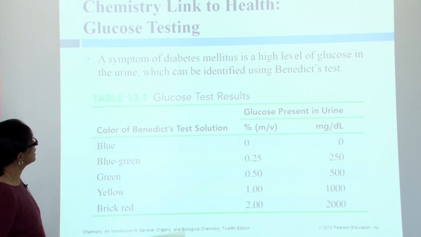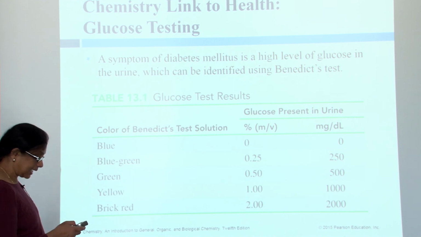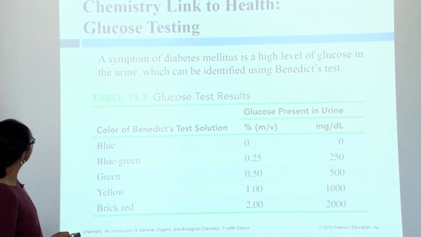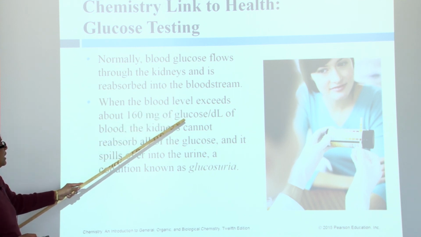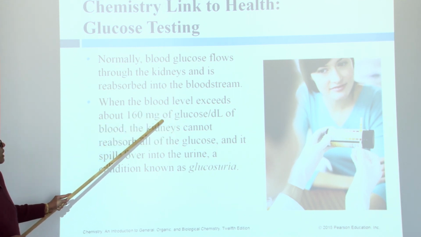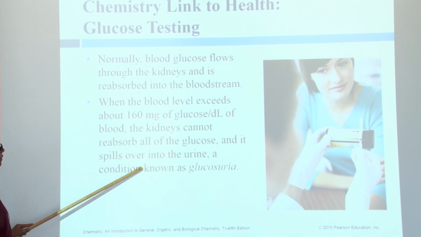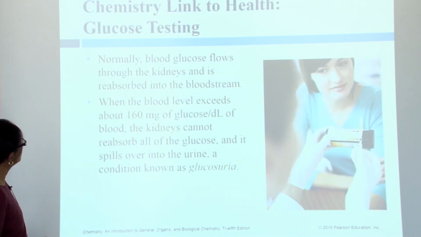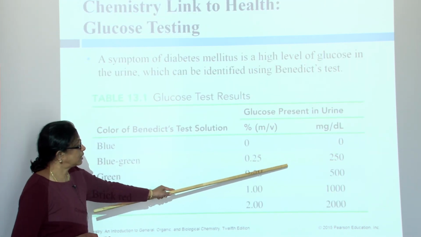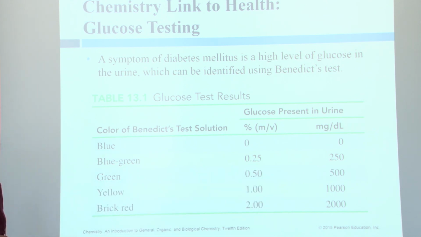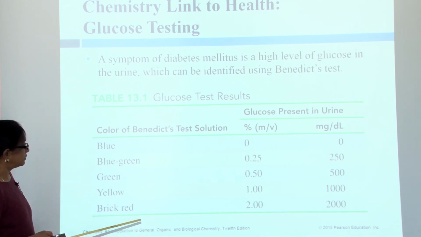So a symptom of diabetes mellitus is a high level of glucose in the urine. Again, we can go back and see that when the blood level exceeds about 160 milligrams of glucose per deciliter, the kidney cannot reabsorb all of the glucose and it spills over into the urine. That's what we are discussing here, the presence of glucose in urine because of the inability of the kidney to reabsorb all the glucose. So these are the different colors, and this is how the very initial test for diabetes happens.